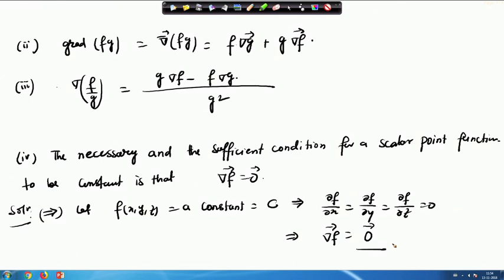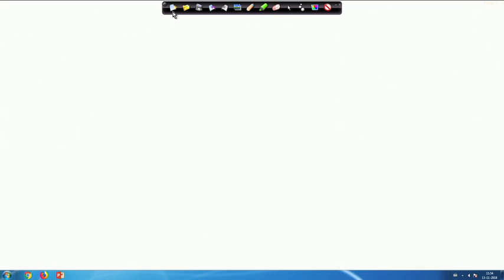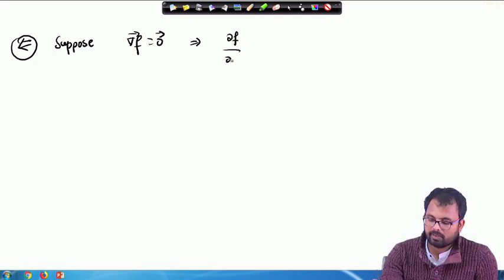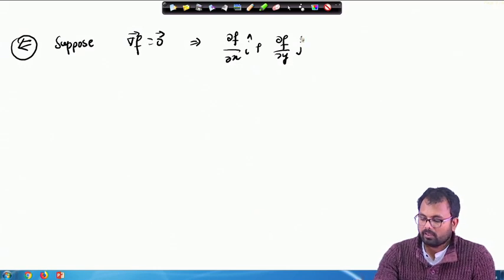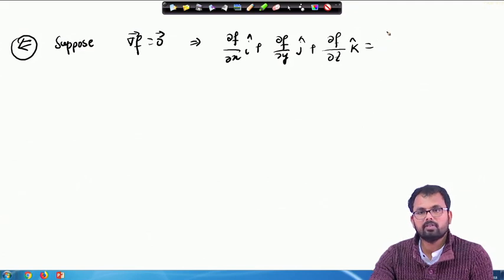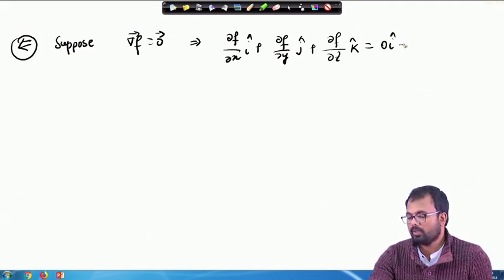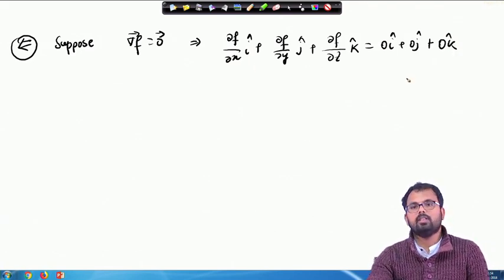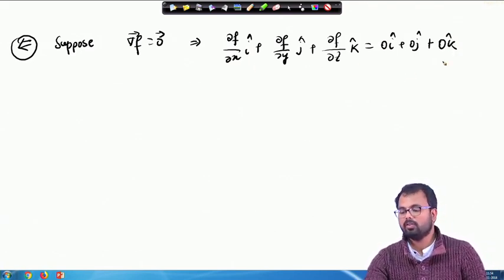All right. Now, let us go the reverse way. Suppose the gradient of f is equal to a 0 vector. So, then what would happen? We can write it as ∂f/∂x times i plus ∂f/∂y times j and ∂f/∂z times k equals the 0 vector. The 0 vector can be written as 0 times i plus 0 times j plus 0 times k. Now, this is sort of like an identity. So, the coefficients must be equal.